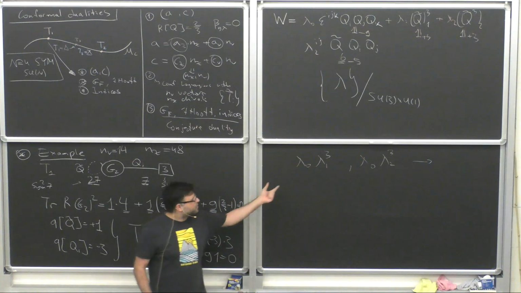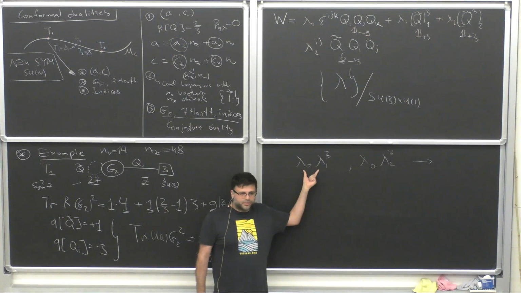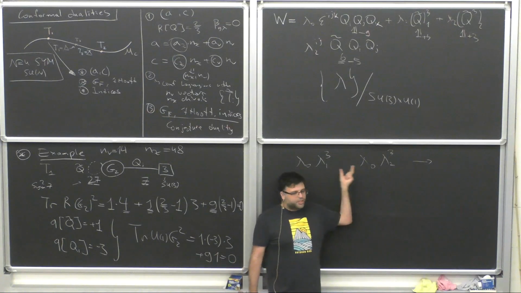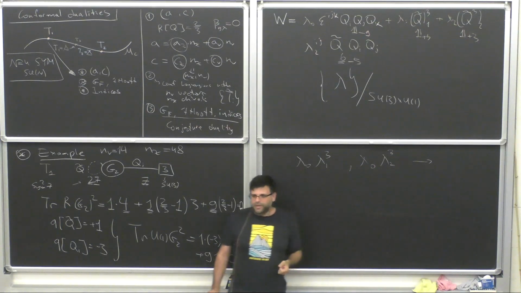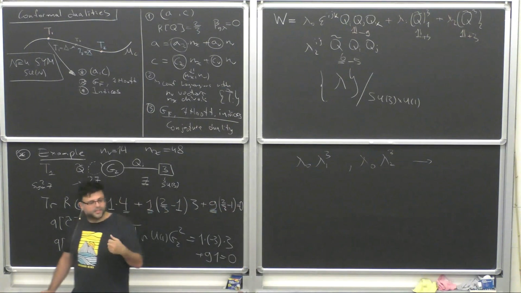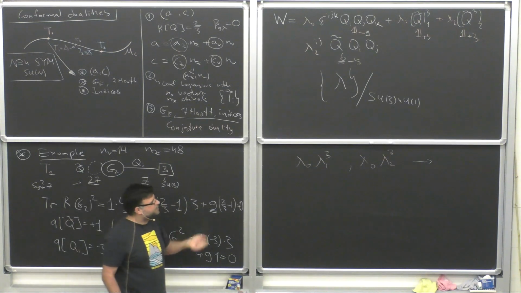Okay? So we started with a symmetry which was SU3 times U1. Which symmetry is preserved if I turn on lambda 0 and lambda 1, or lambda 0 and lambda 2 couplings?